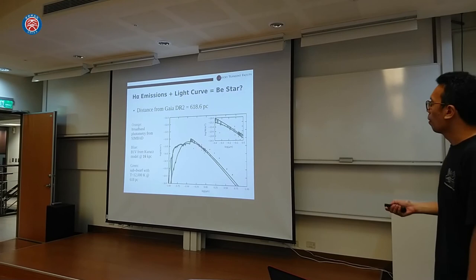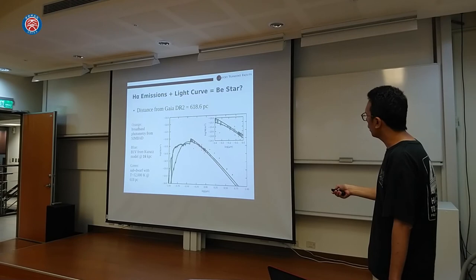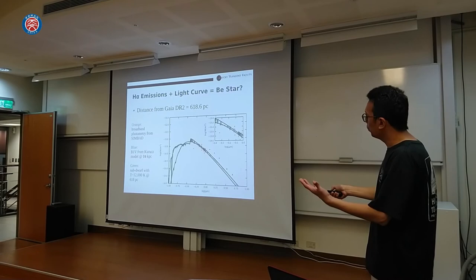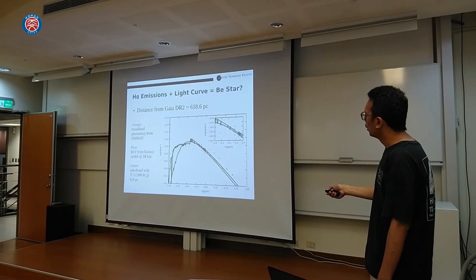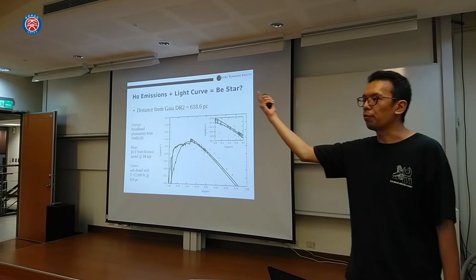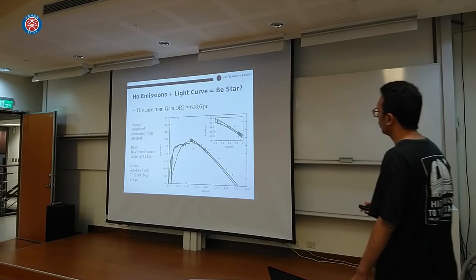And then this is the broadband photometry from SIMBAD, from UV to the WISE bands over here. And then the blue one assumes this is a Be star. With the model, we fit the SED. Then we have to place this Be star at 16 kiloparsec, very far away. So it's very puzzling. Either the Gaia distance is wrong or something else is wrong.